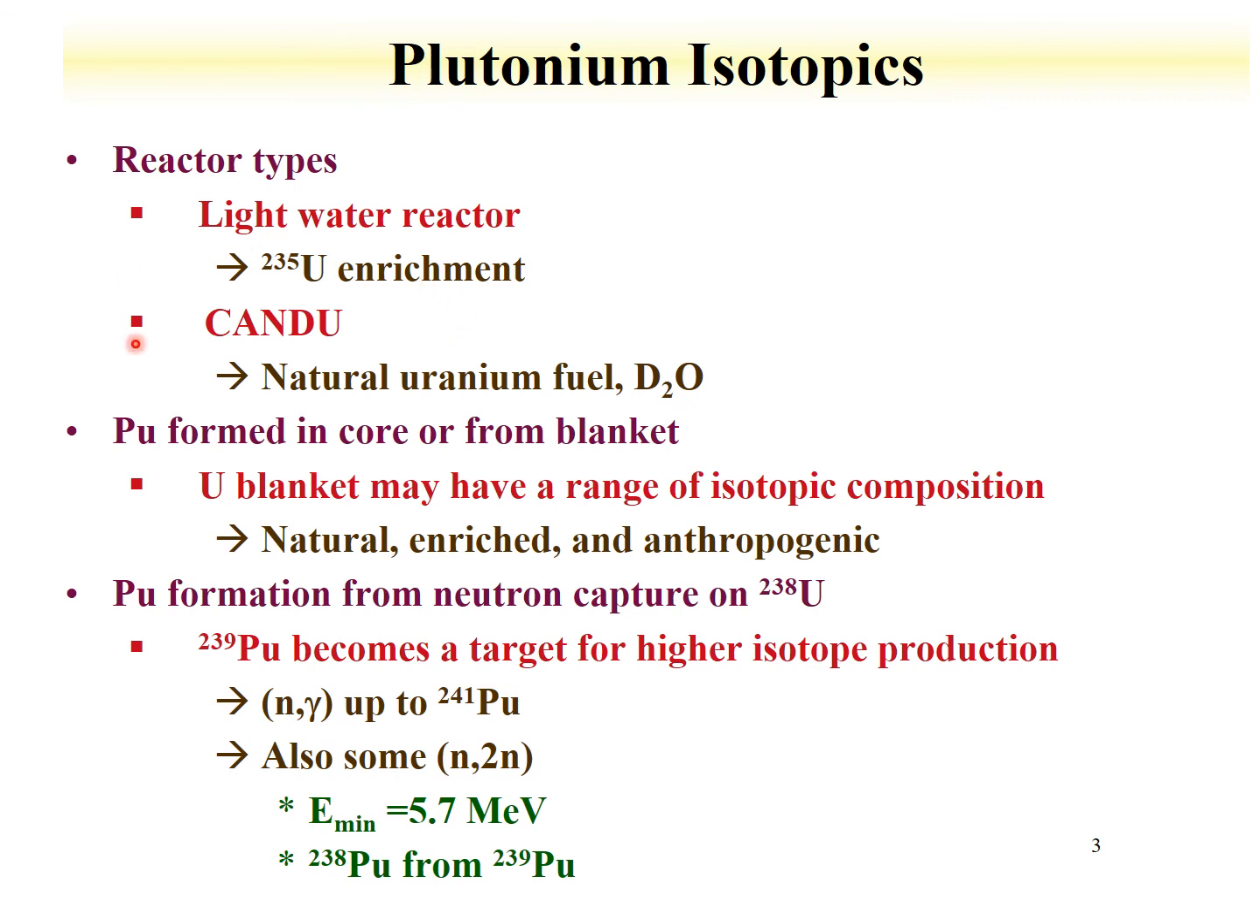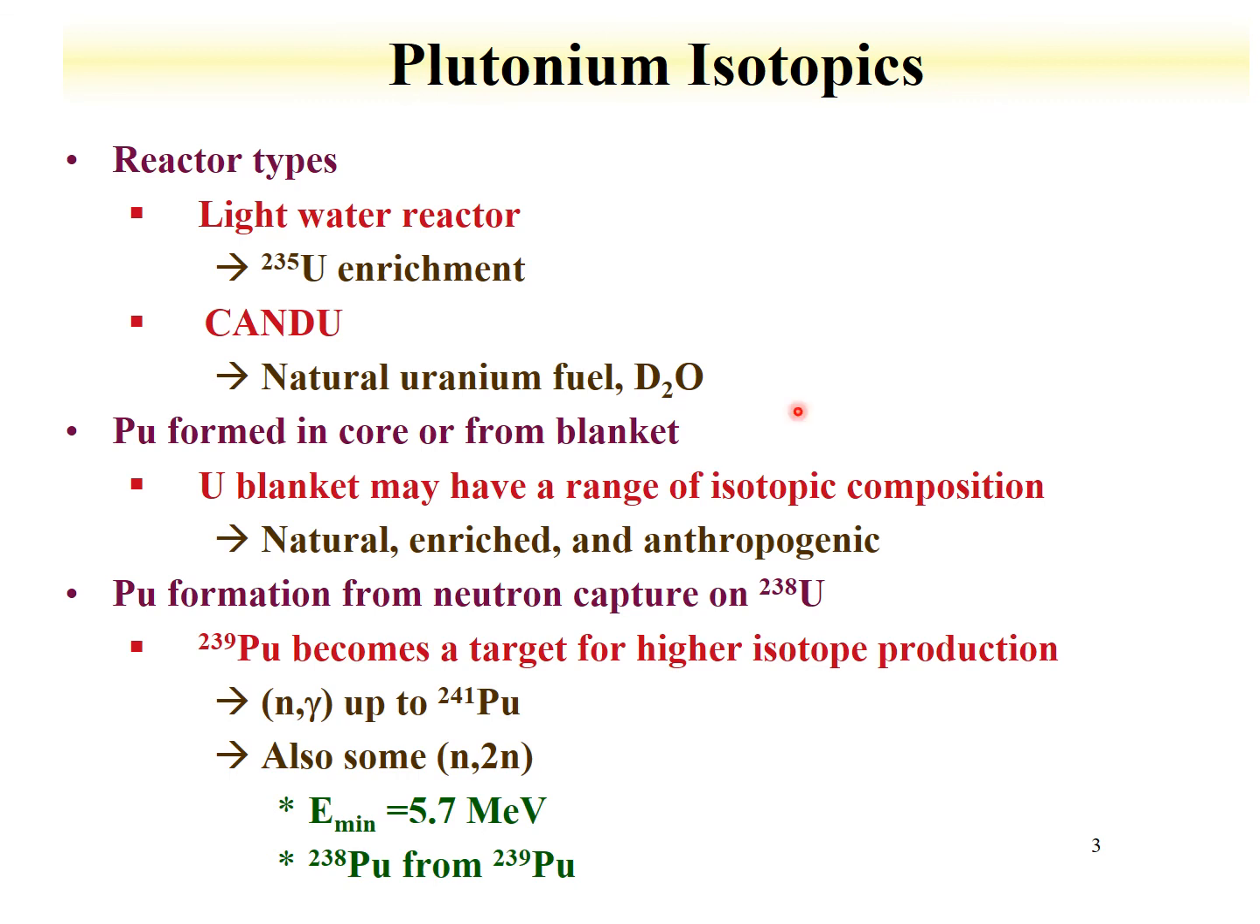The CANDU reactor, which stands for Canadian Deuterium Uranium Reactor, uses natural uranium with a deuterated water coolant. So it's D2O as the coolant. And as we'll show, the plutonium isotopics will be impacted by this fuel, which will provide a signature for where the origin of the plutonium resides.